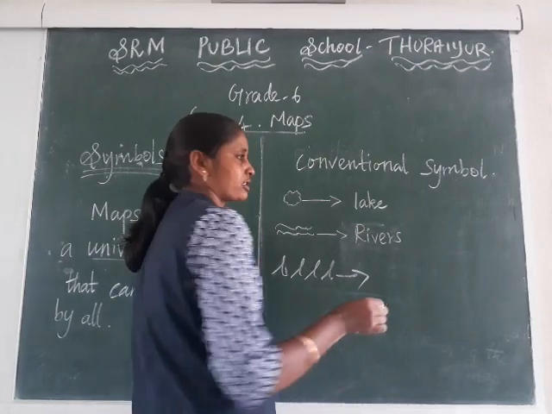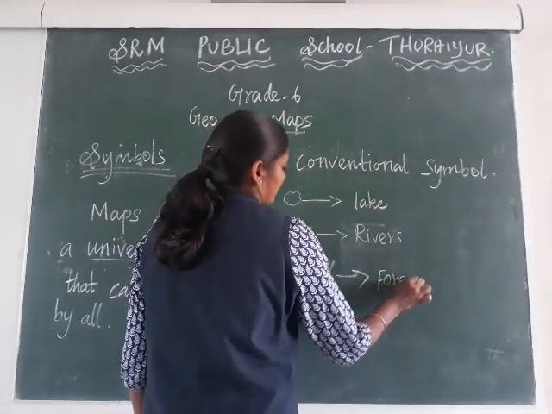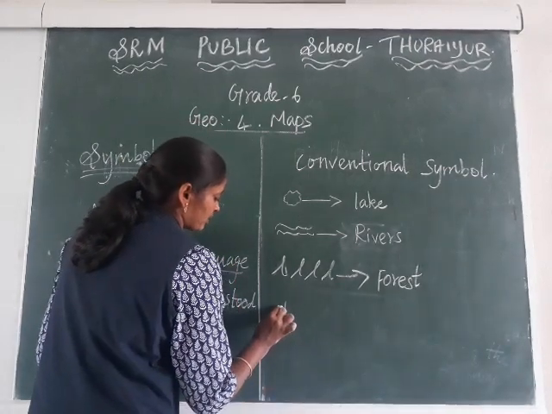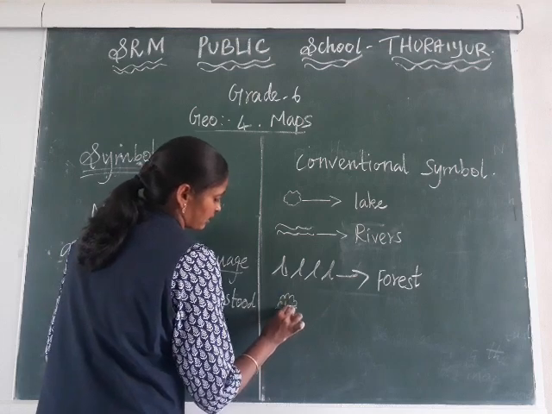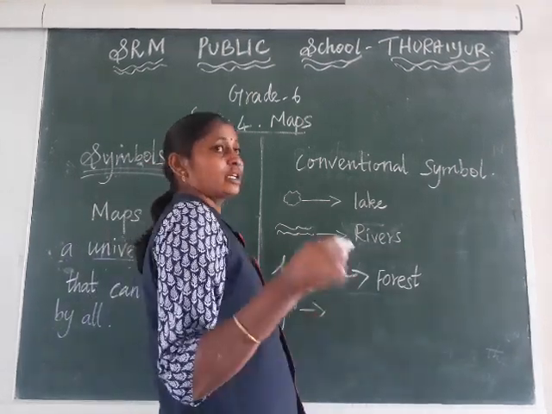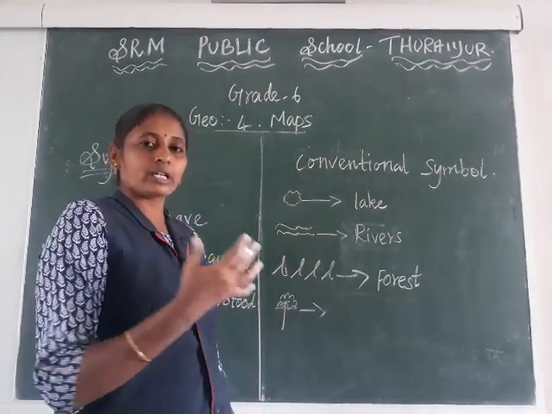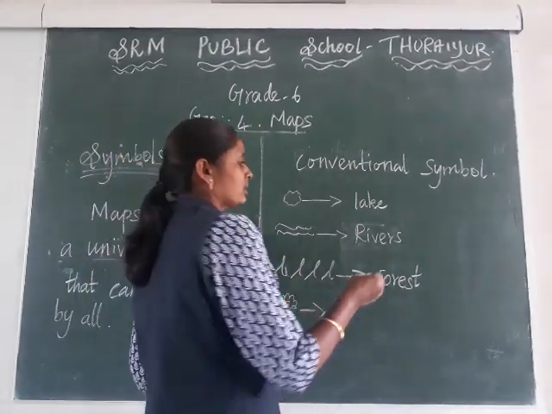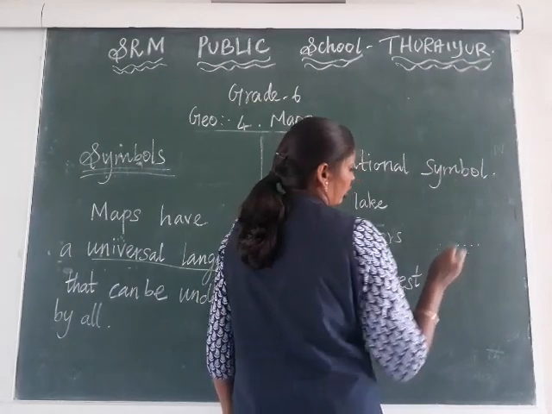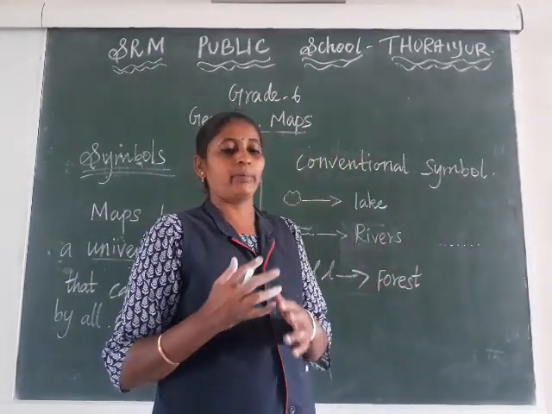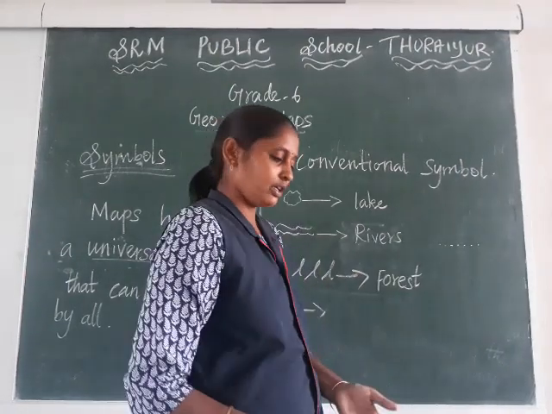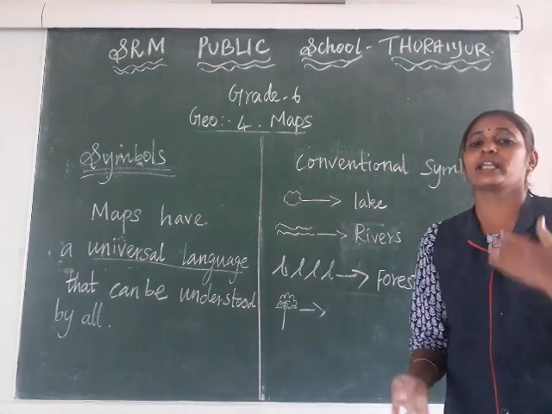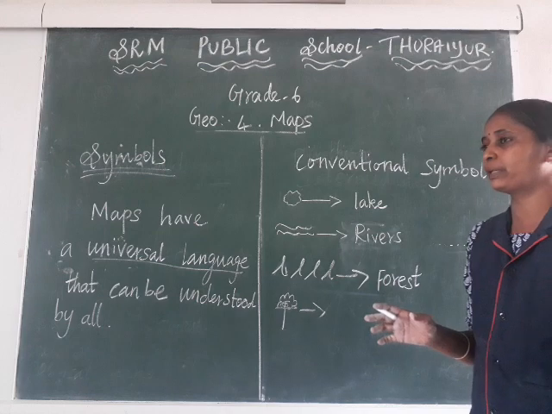In some places they draw symbols in green color, which means this is forest. In some places they draw a tree-like structure, so we understand that a particular type of tree or grassland is present in that place. If they draw dots like this, it means a kind of road, metalled road or non-metalled road, or a track, or a railway track is present. Like that, we can understand with the help of symbols.